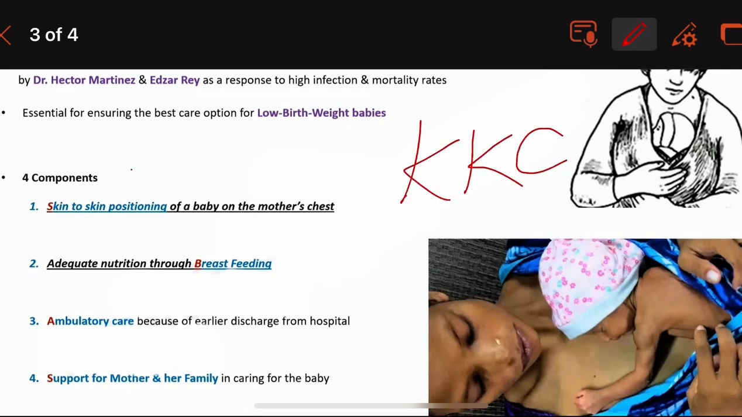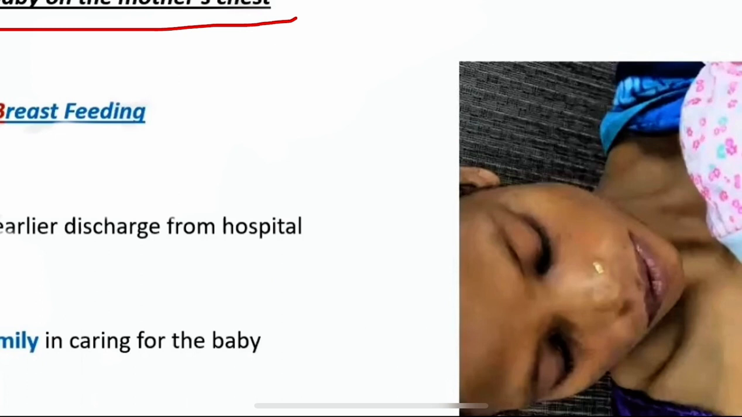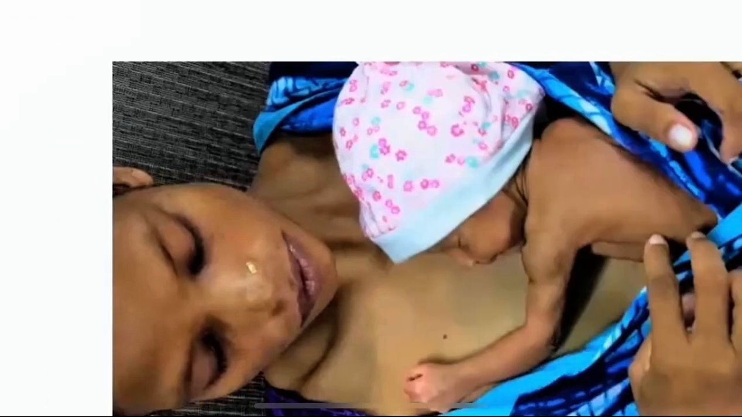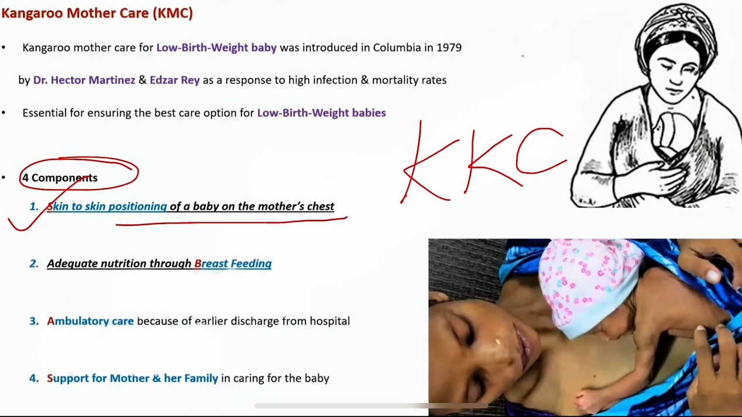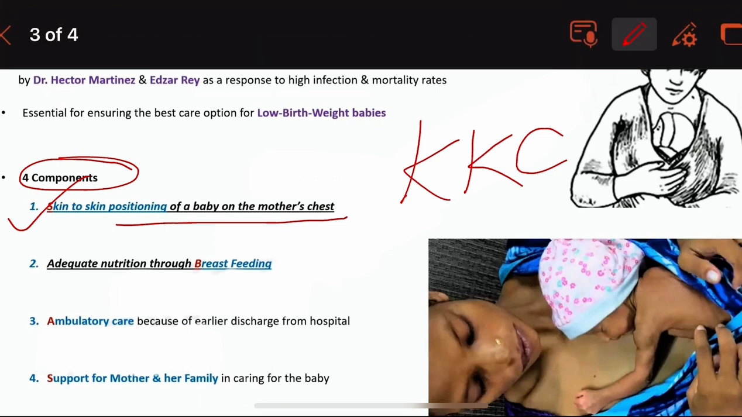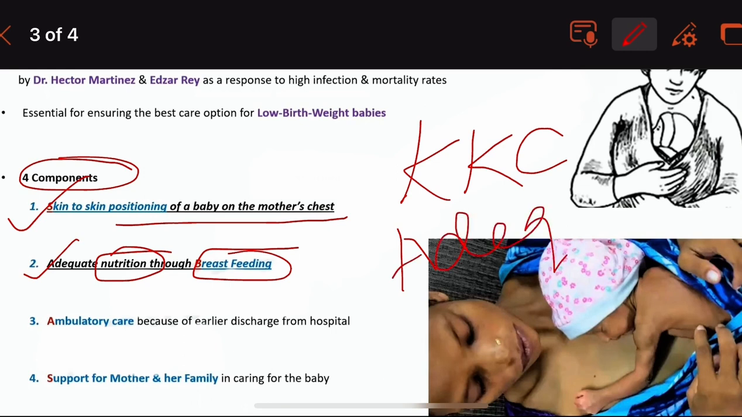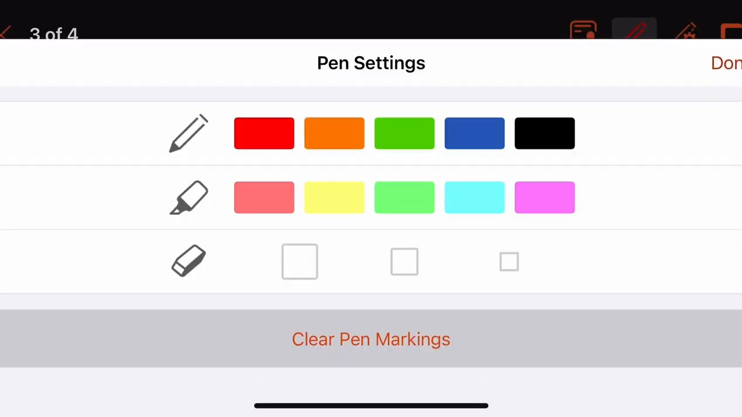Kangaroo mother care comprises skin to skin positioning of the baby on the mother's chest. You can see in the picture here, there is skin to skin contact between the mother and the baby, done by positioning the baby on the mother's chest. Secondly, adequate nutrition through breastfeeding. The babies are adequately fed by the mother.